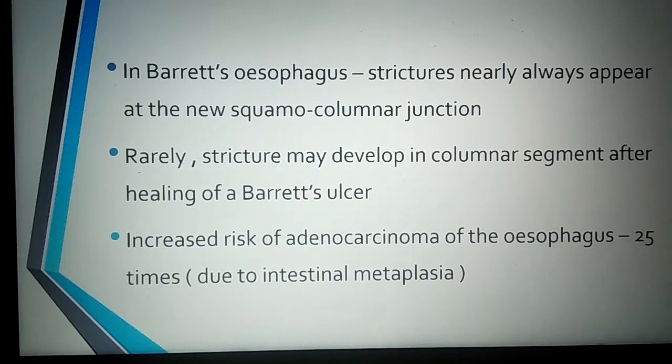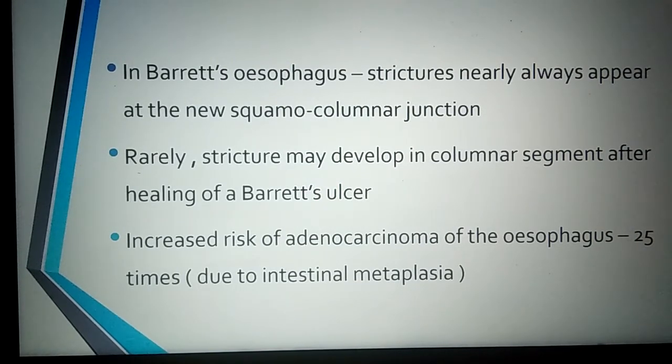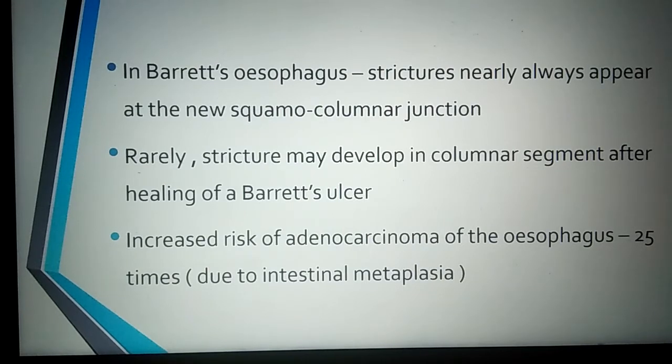In Barrett's esophagus, the esophageal strictures nearly always appear at the new squamocolumnar junction, the proximally migrated squamocolumnar junction. And very rarely, due to healing of Barrett's ulcer present in the columnar segment of Barrett's esophagus, a stricture may develop. And it has been proved that due to intestinal metaplasia, there is almost 25 times increased risk of adenocarcinoma of the esophagus.